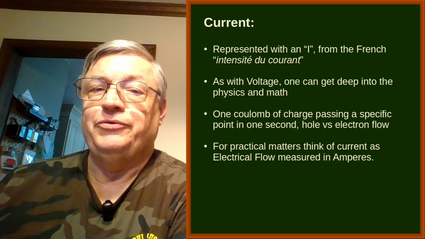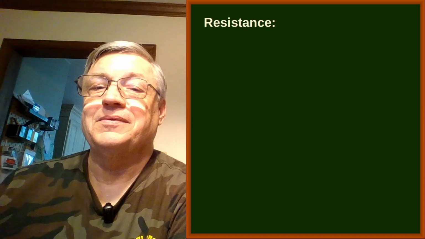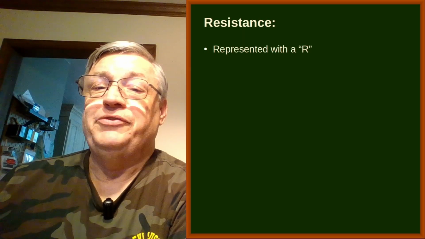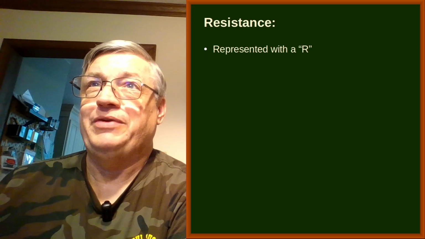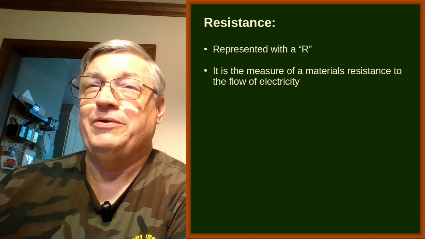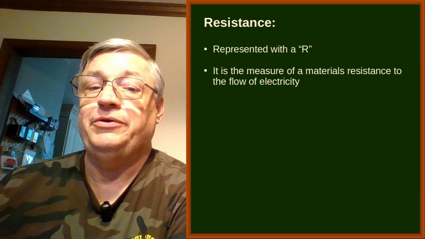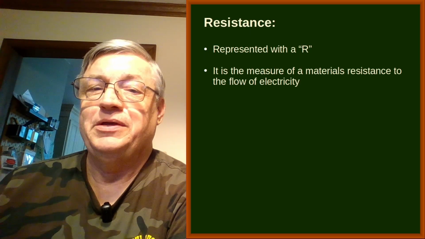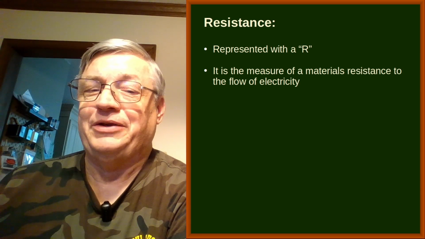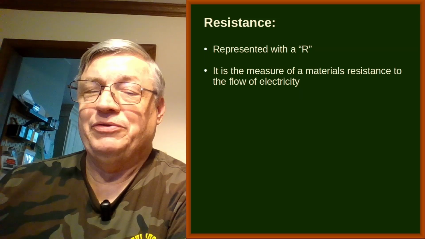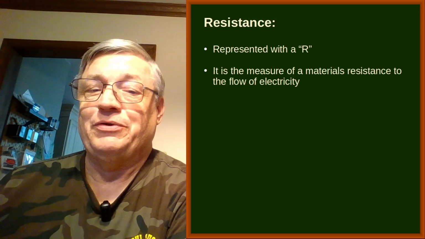Now, our final element is resistance, represented by an R. That makes sense. It is a measure of a material's resistance to the flow of electricity. In other words, how hard or difficult or how easy it is for atoms or molecules of a particular material to give up their electrons. Anything with a high resistance does not like to give up its electrons very easily. Anything with a low resistance does like to give up its electrons.